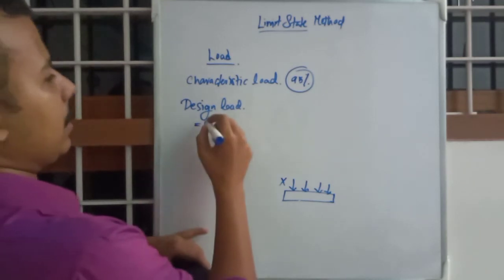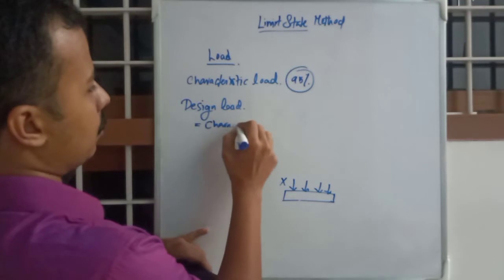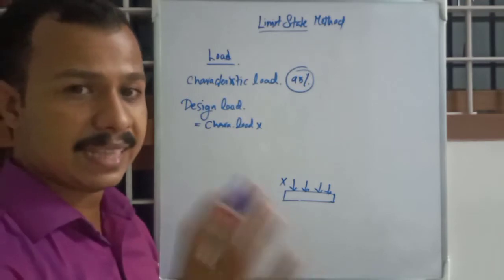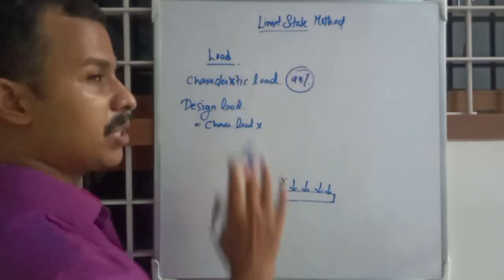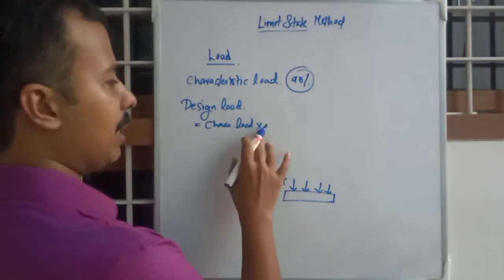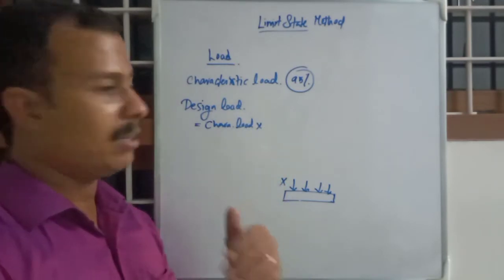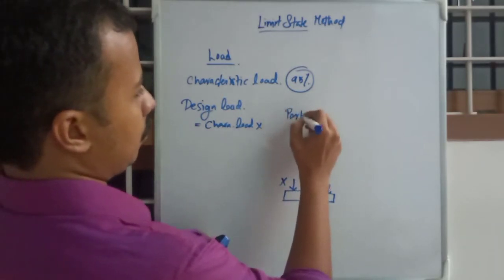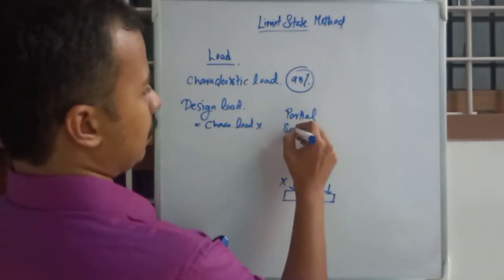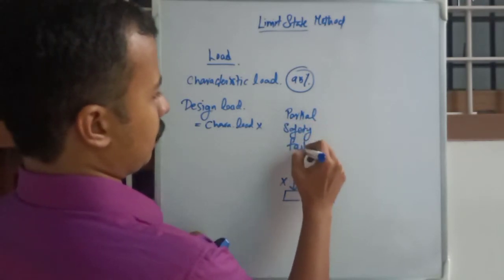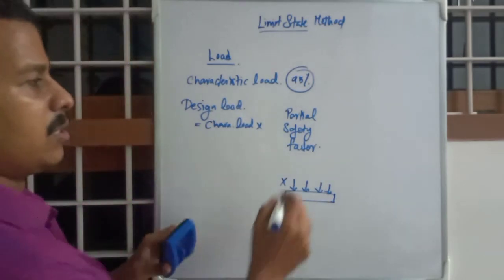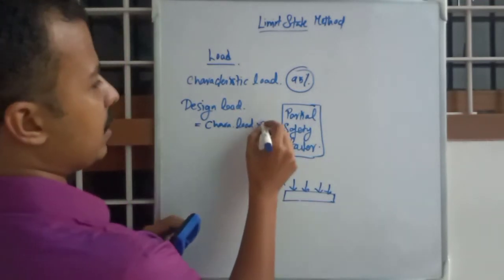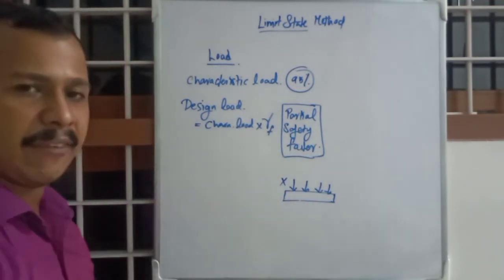With the example I last told you, with 30 and 45, design load will be calculated by characteristic load multiplied with a factor, and that factor is the key point in limit state method. The factor that we multiply with load to get our design load is the partial safety factor. In this case we call it gamma F.